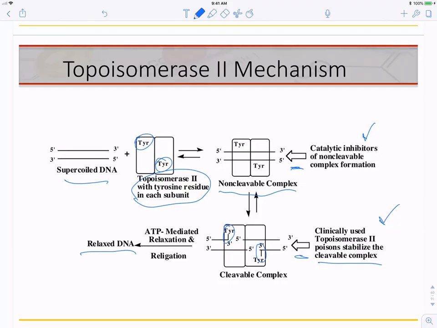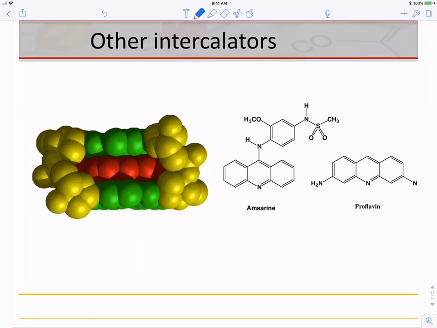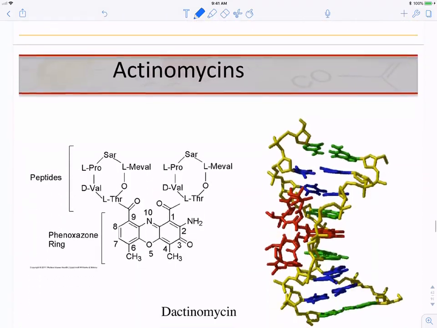One is just inhibition, and the other one is stabilizing this complex with the DNA strand breakage, and that in turn causes apoptosis and cell death. We have two compounds here that are thought to work that way. One is amsacrine, which is actually used in research and not so much in therapy. But the idea is the same. They intercalate in the DNA, alter the shape, and therefore work as topoisomerase 2 poisons.